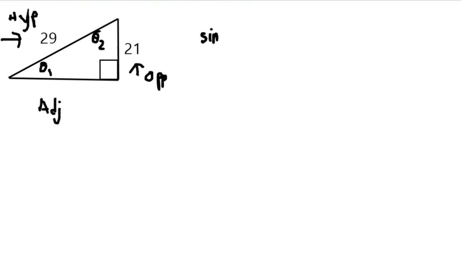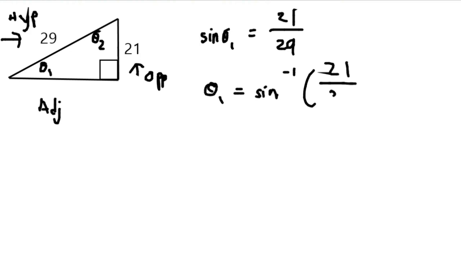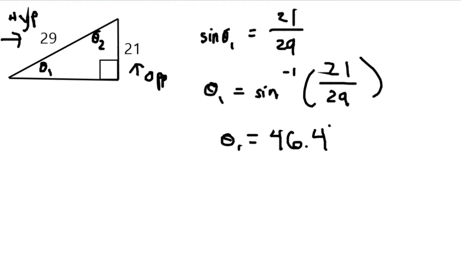So we can use SOH CAH TOA. So we can use sine. Sine theta 1 is equal to 21 over 29. Theta 1 is going to be arc sine of 21 over 29. So we can use our calculator now because we cannot calculate this by hand. So that is going to be 46 point, this is an approximate value, I just rounded off, 46.4 degrees. Okay, so now we can replace our theta 1 with 46.4 degrees. Let's go ahead and do that.